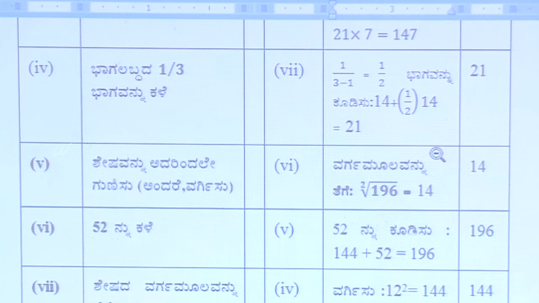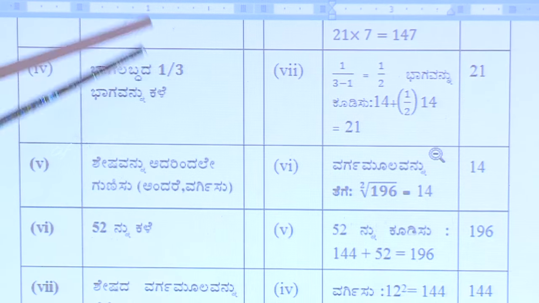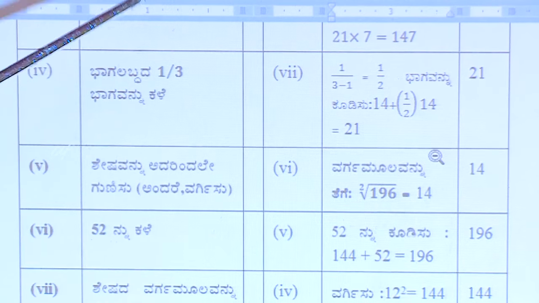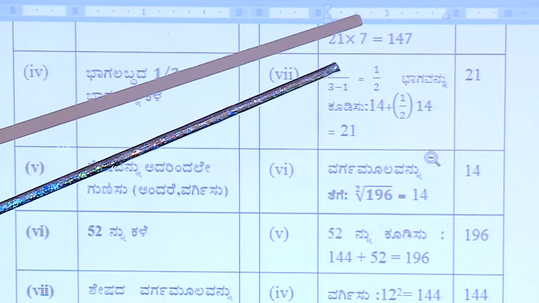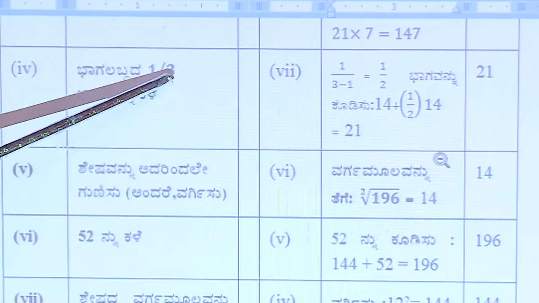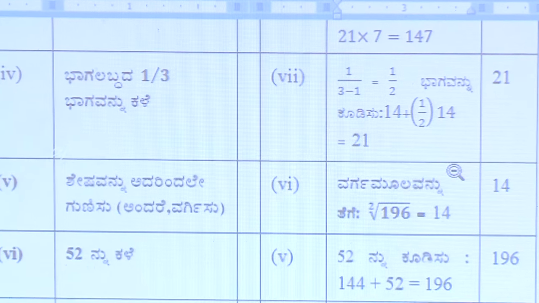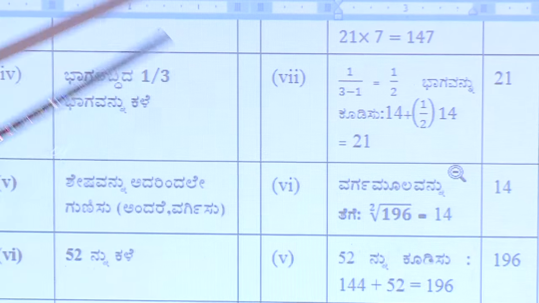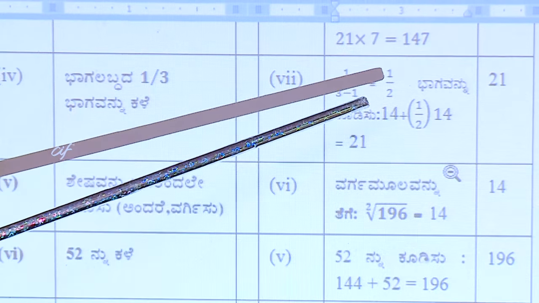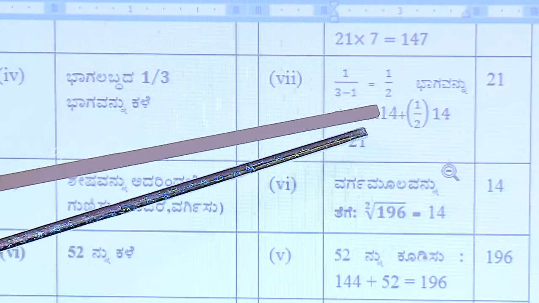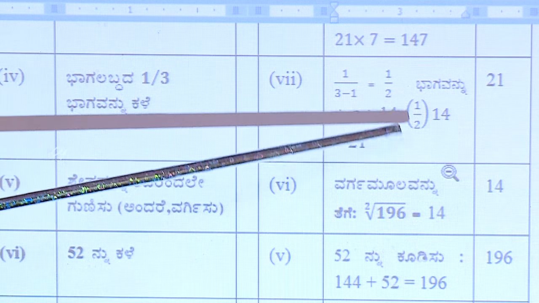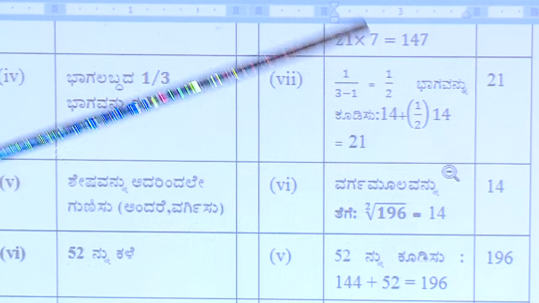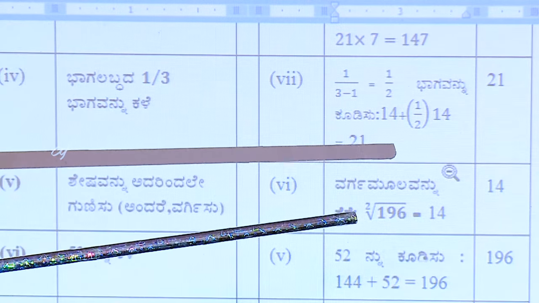Here it is 1 by 3. 1 is the numerator, 3 is the denominator. What process do we have to carry out? The numerator 1 stays as it is. The new denominator should be the denominator minus the numerator, that is 3 minus 1. We obtain the part as half. It should be added. So 14 plus half of 14, we will get 21.